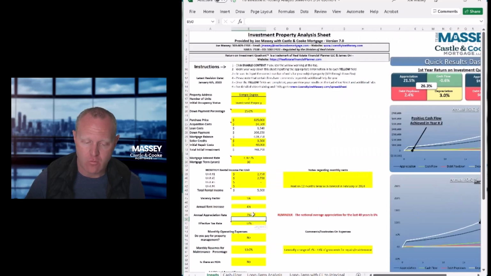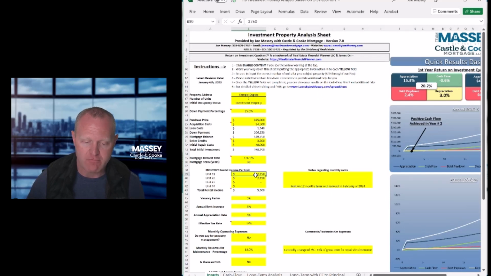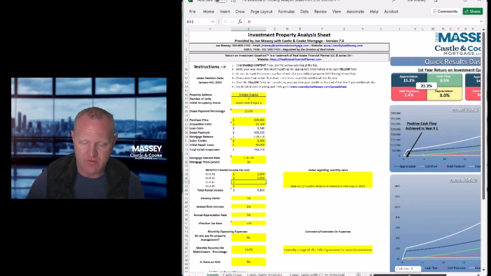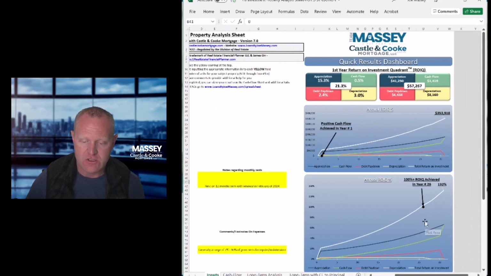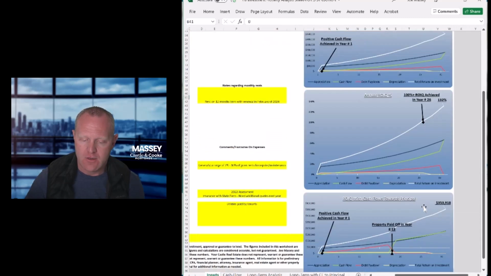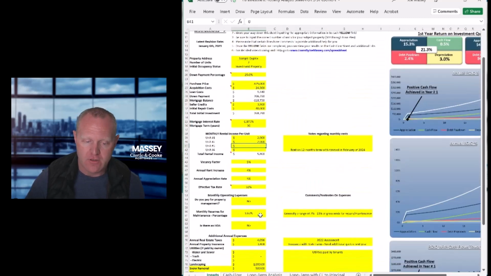What if you say, you know what, Joe, I think 5% is about right, but I'm going to rent this property for more money. I'm going to rent it for $2,900 a month, and I'm going to rent the other unit for $2,900 a month. Well, what happens there? Now we're going to see you're going to achieve your 100% return on investment quadrant sooner. If you're applying the cash flow towards the principal, you're going to have the property paid off about a year sooner.